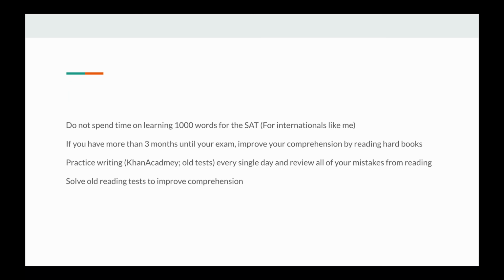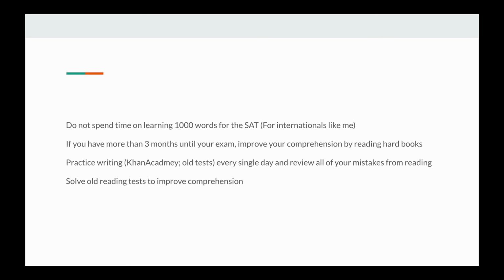And now I have some extra tips which are smaller. The first tip is for my fellow international students. Do not spend time on learning 1000 words for the SAT or the 300 most common words on the SAT. If you have time to learn 1000 words for the SAT, use that time to improve your comprehension. So, read harder books. Read harder scientific articles. If you're good in humanities but you're bad in science, read scientific articles. If you're good in science but you're bad in humanities like history, philosophy, read philosophical books, read historical books.